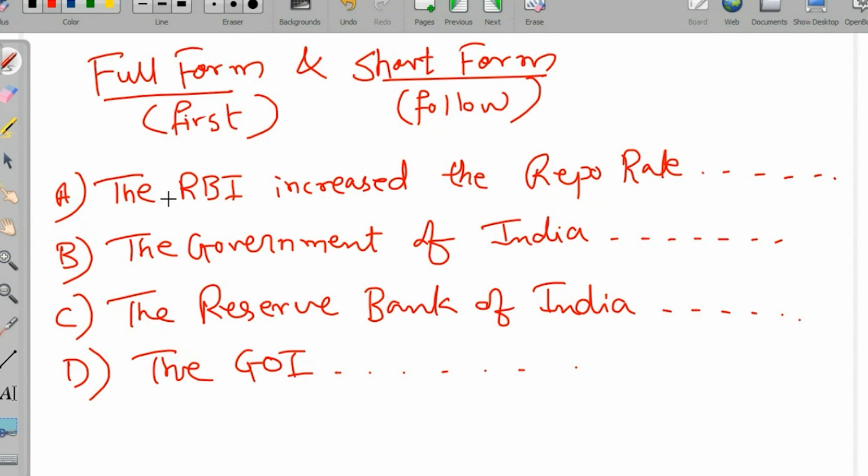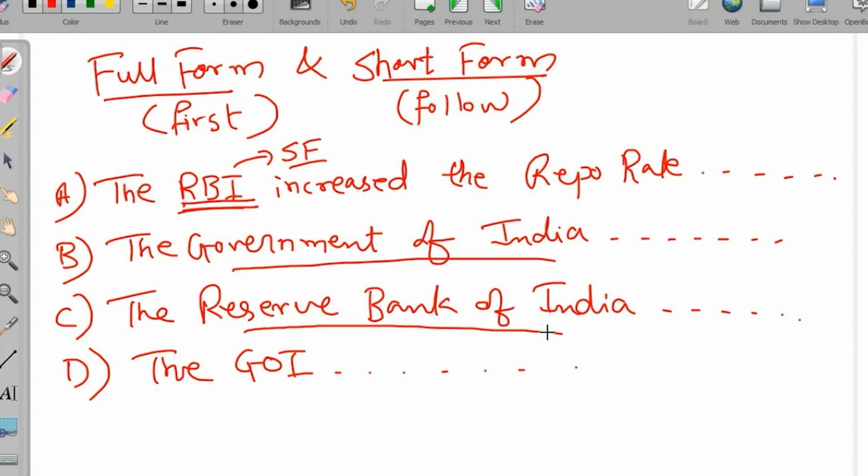Okay. So statement A, RBI. Now RBI is what? RBI is a short form, SF. Government of India, this is a full form. Reserve Bank of India, this is also a full form. GOI, now this is a short form. So we have seen that statement A and statement D have short forms in it, and statement B and C have full forms in it.